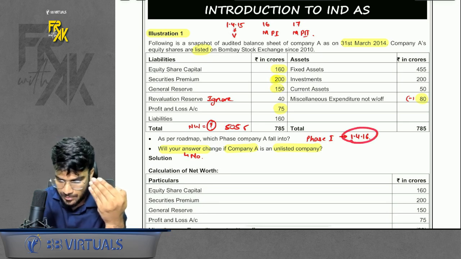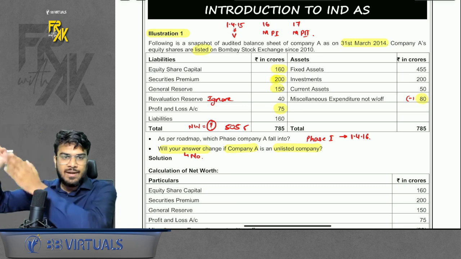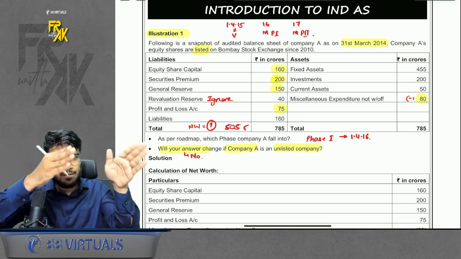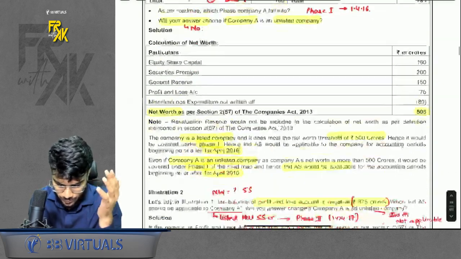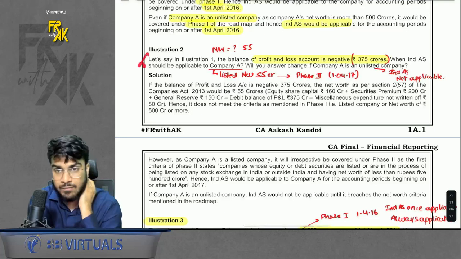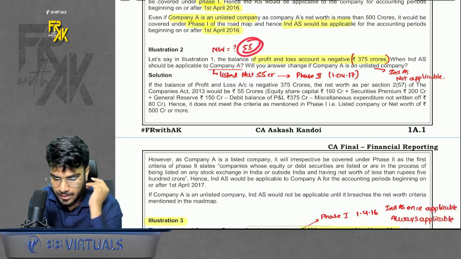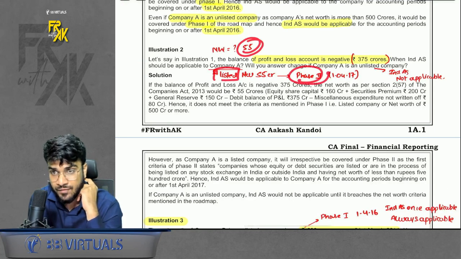Start applying from 1st April 16. Just remember the sequence 15, 16, 17, 18, 19, right? So 15 was for voluntary, 16, 17 is mandatory. So phase 1 mandatory, 16. Okay. Next question again was for net worth. Net worth becomes 55. But since it is a listed company, it will fall under phase 2.